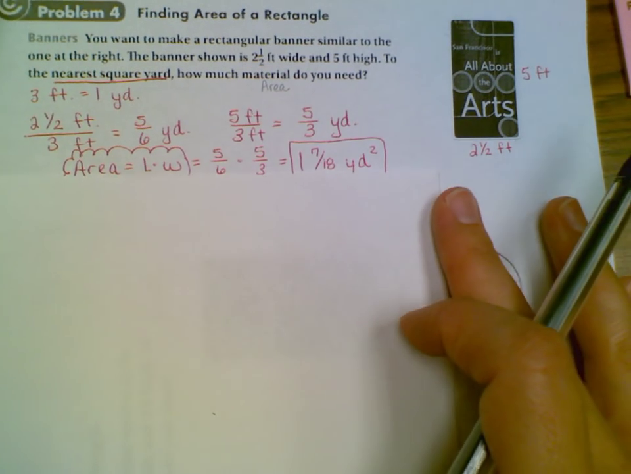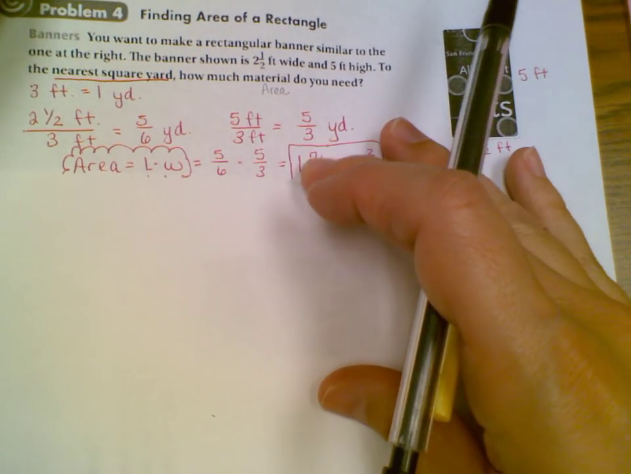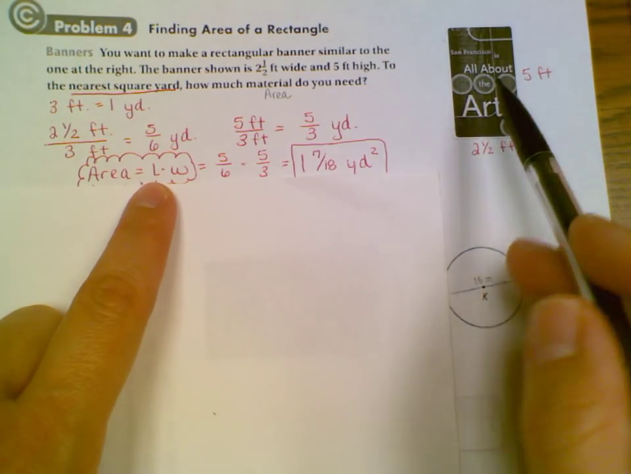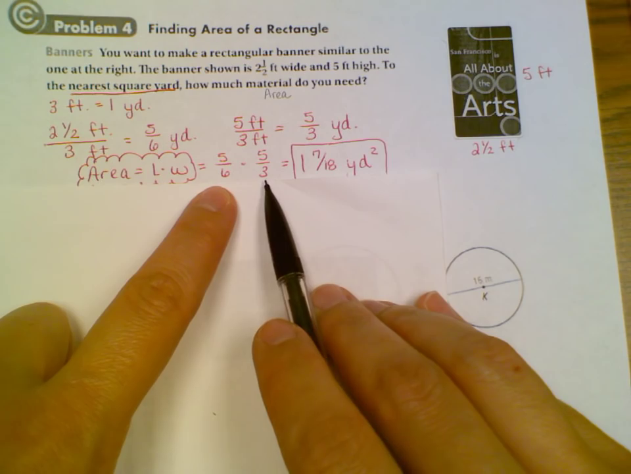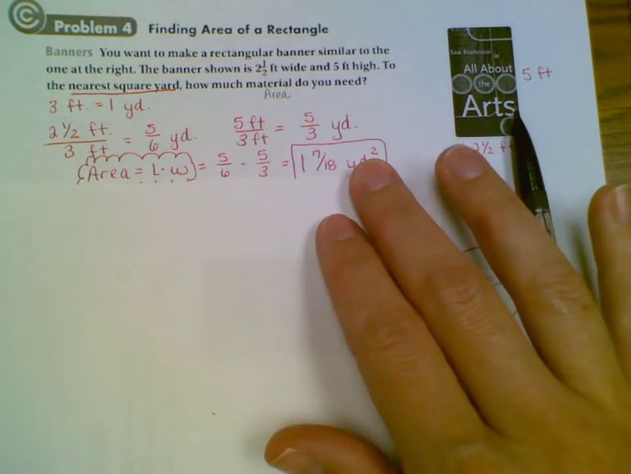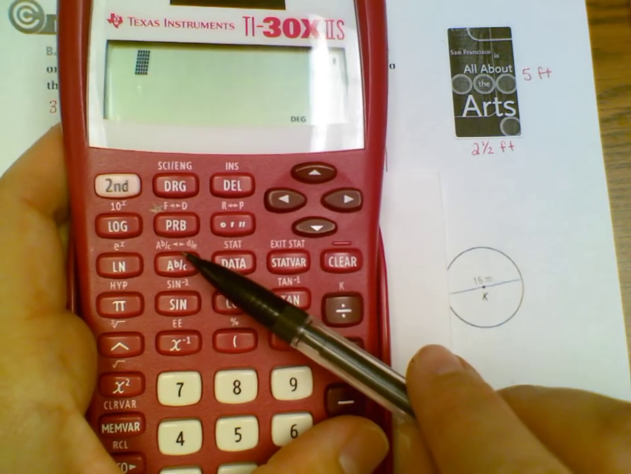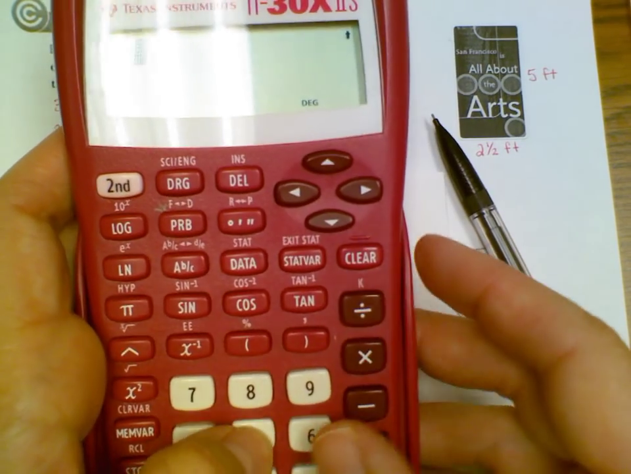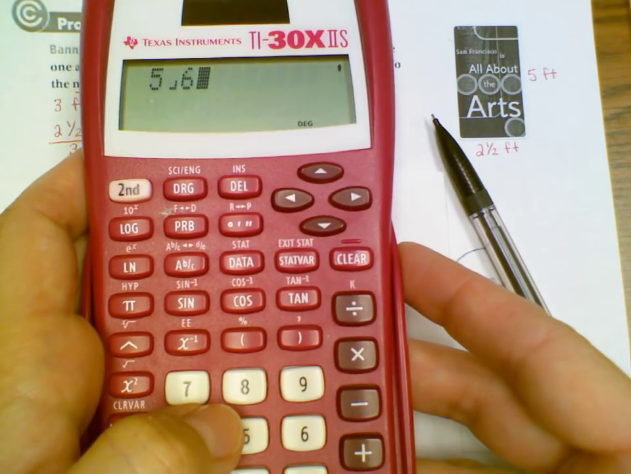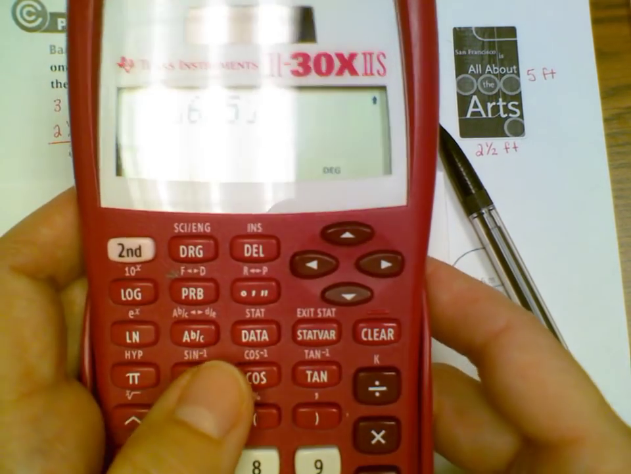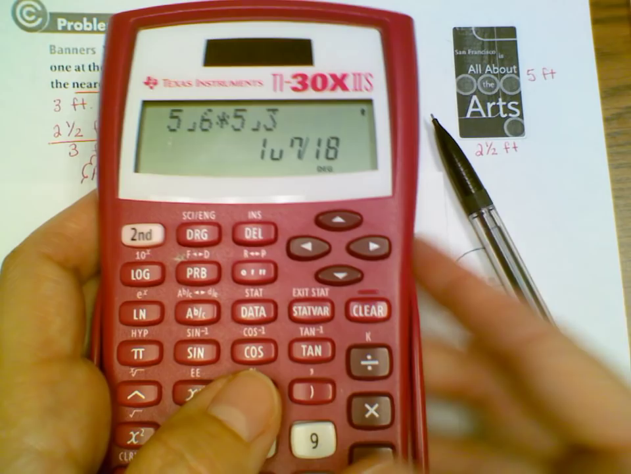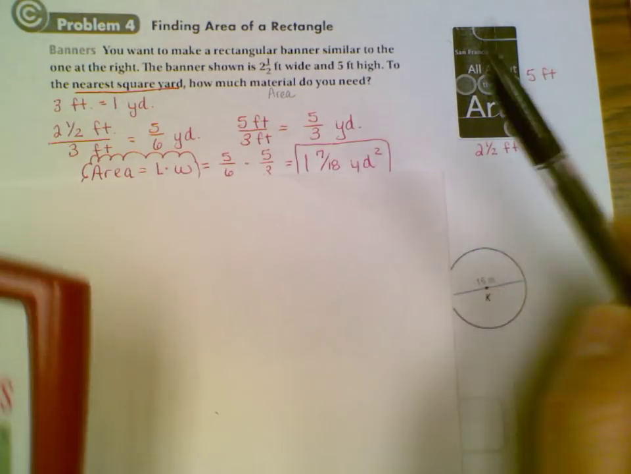So now that they're both converted into yards, I can go ahead and multiply them. Since it's a rectangle, we're doing length times width, or base times height. So I just typed into my calculator 5/6 times 5/3. And again, remembering that your fraction button is here. So if I typed in 5/6, I would hit 5 fraction button 6. Take that times my 5 fraction button 3. And that's how I got 1 7/18.